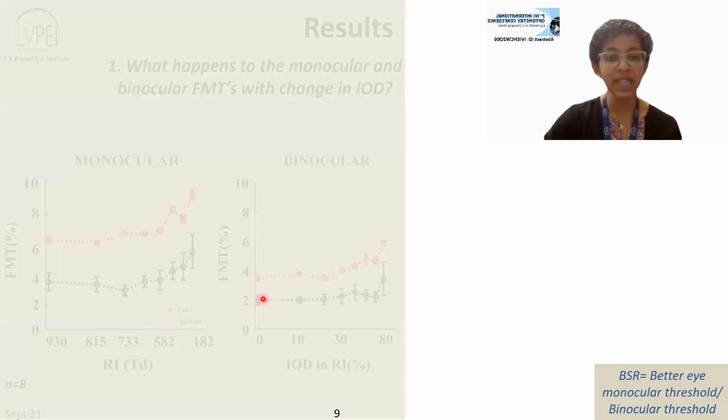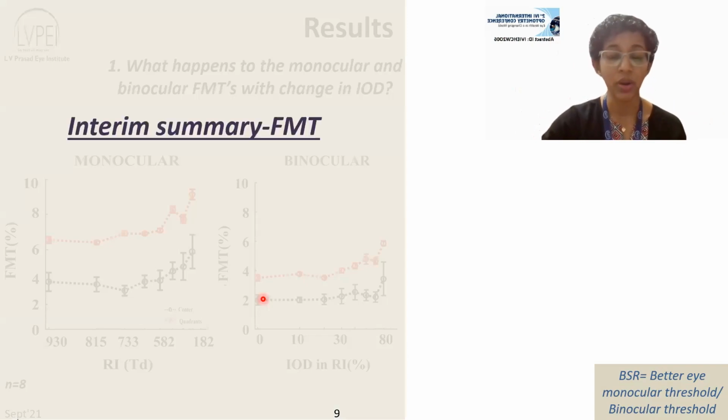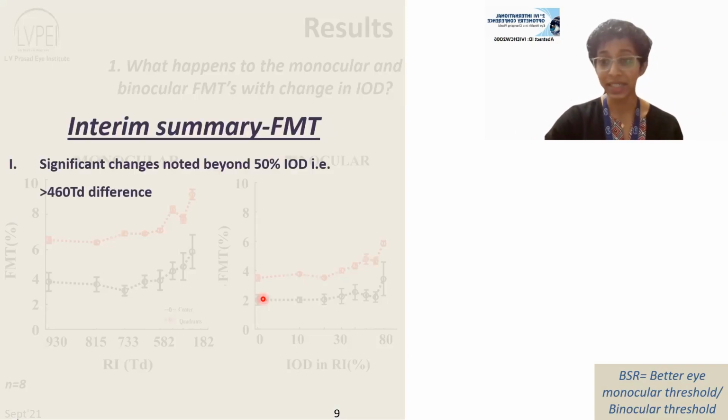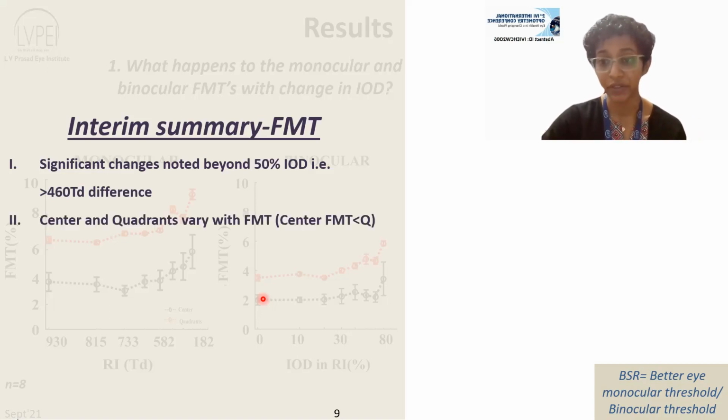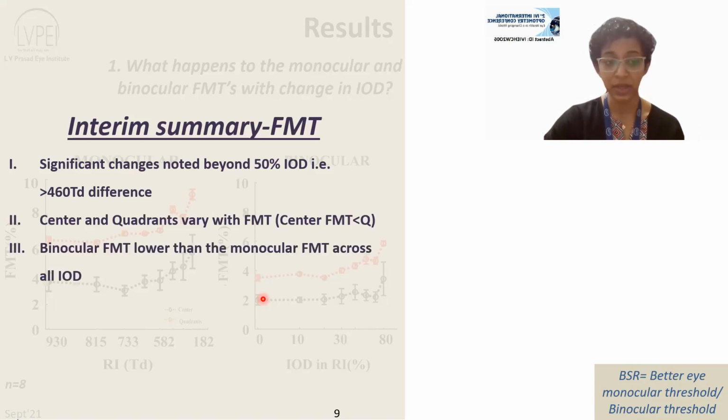To quickly summarize the flicker modulation threshold outcome variable, yes, there was a significant change beyond a certain limit, that is greater than 460 trolands of interocular difference, and the center and quadrant had a similar pattern. The binocular flicker modulation thresholds were higher or better than the monocular flicker modulation thresholds.